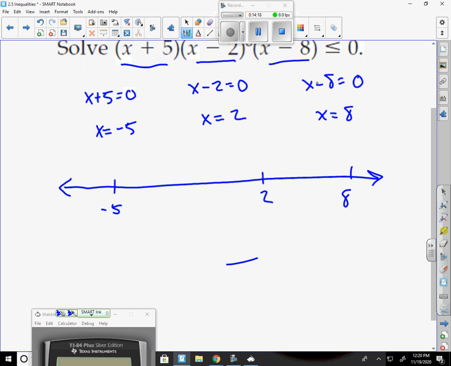So if I want to know where it's less than or equal to 0, I need to pick numbers within each one of these intervals. I can do negative 6. The easiest number between negative 5 and 2 is 0. And I can do 3. And a number bigger than 8 is 9. So I need to test each one of these points to find out when I plug it in, is it less than or equal to 0.